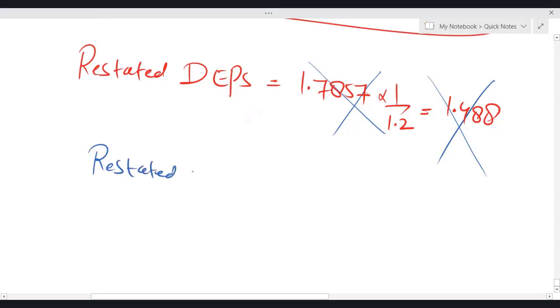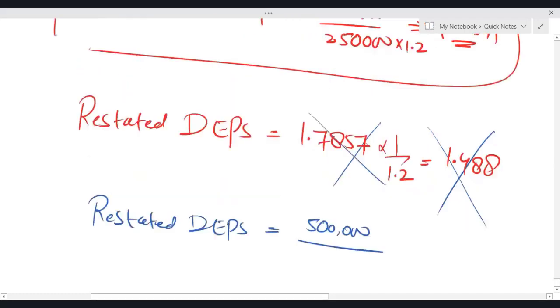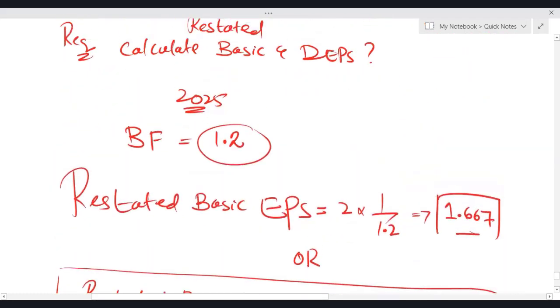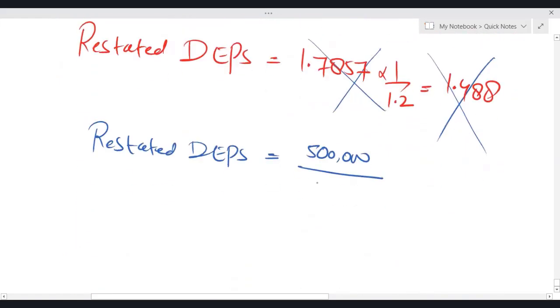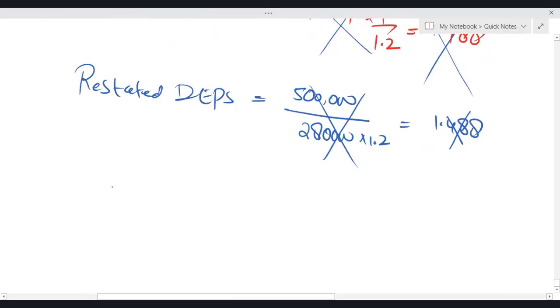Restated diluted EPS. Actually, we have 500,000 profit after tax while calculating diluted EPS. In the denominator, we had total 2,80,000 shares. Am I right? Total number of shares are 280. Now try to understand. If you take 280 and multiply it with 1.2, obviously you will get 1.488. And again, I'm saying this is incorrect. Why is it incorrect? Let's go for the correct answer now.